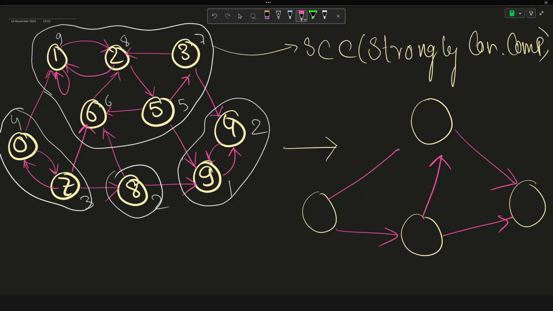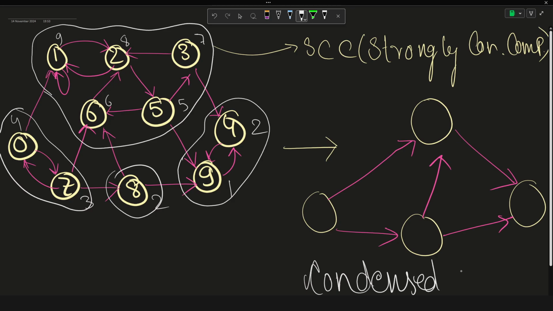And from this component to this component, it's like this. Now since we have condensed each of these components in the form of a separate individual node, this is called a condensation graph, or the condensed graph of this given bigger graph, right? So this is nothing but a condensed graph.